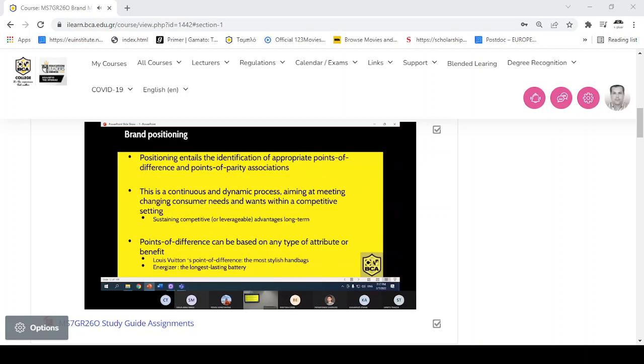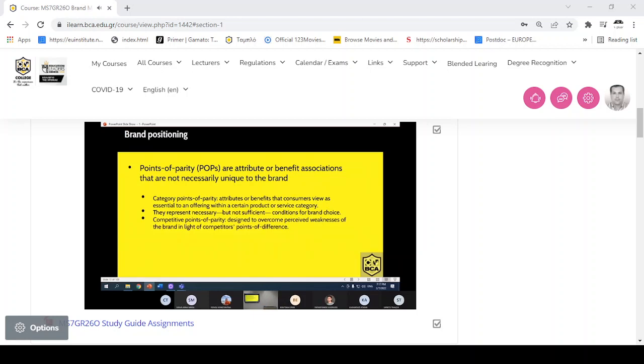We'll talk in great detail about this one, because it's a challenge for place brands, and I think that will have quite a lot in that respect. So yes, points of parity are attributes of brand associations that are not necessarily unique to the brand.